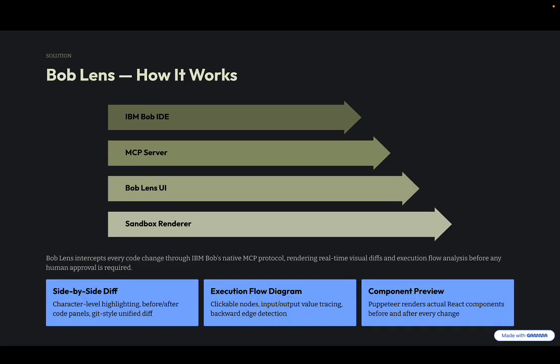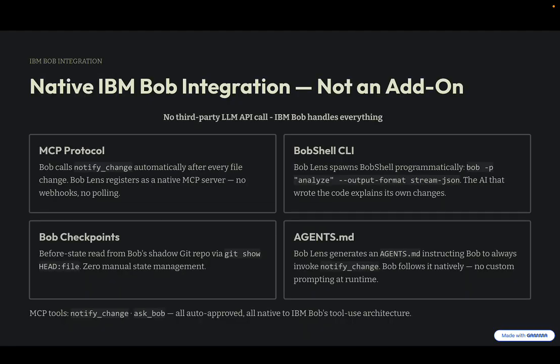So BobLens sits alongside the IBM Bob IDE. It uses its MCP server, and whenever IBM Bob IDE makes some code changes, it triggers the MCP server, which uses one of its tools called BobLens UI, and in the sandbox renderer, it shows what all changes were done. It is a side-by-side diff, and for UI changes or even backend changes, it shows an execution flow diagram where it shows how the variables change, and then there's a component preview which shows the comparison between the UI of the changes.